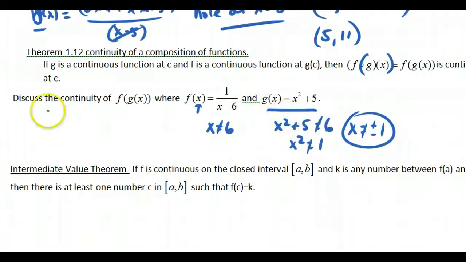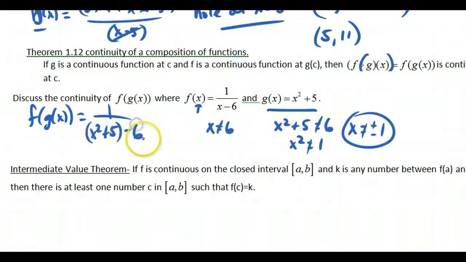And if I actually do a composition, f of g of x, this would be 1 over x squared plus 5 minus 6, which equals 1 over x squared minus 1. All right? So with x squared minus 1, I need the pen. Okay. Then I get plus or minus 1 again.